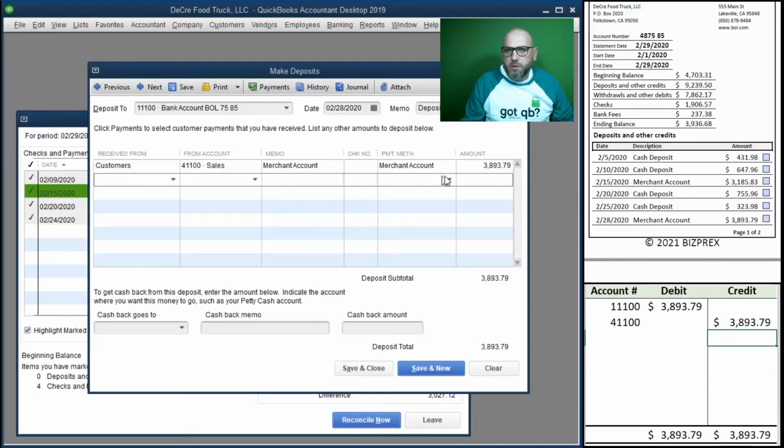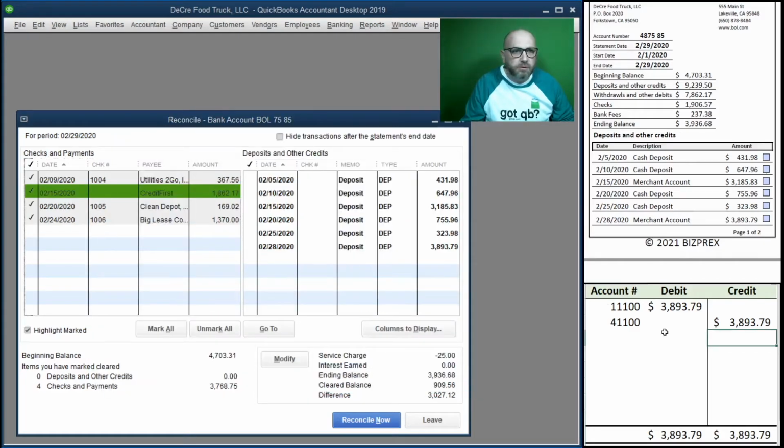Okie doke. So what do we have? We have $3,893.79 routed from our merchant processing services into our bank account. And bank account is debited, goes up, and our sales are credited, right? Because sales are increased. We recognize them. We're good to go. Let's go ahead and save and close this one because we're done posting deposits.